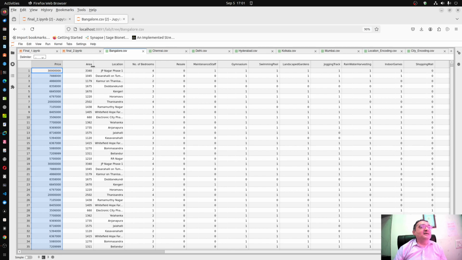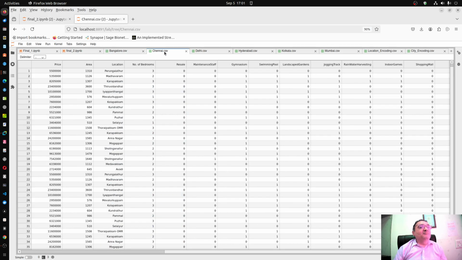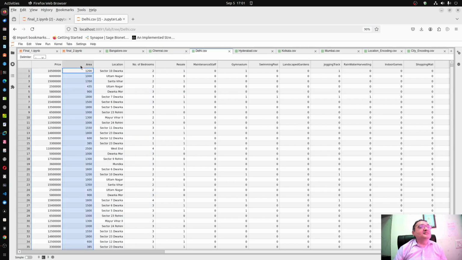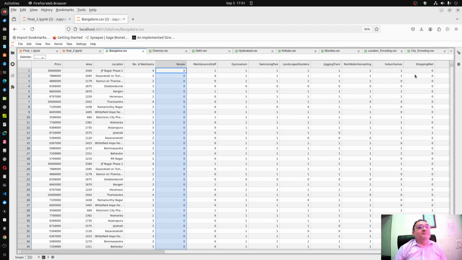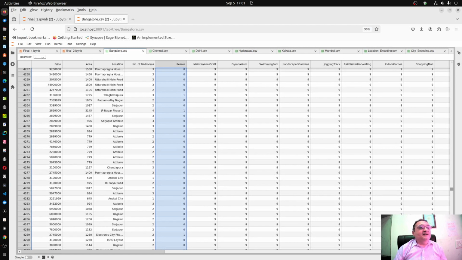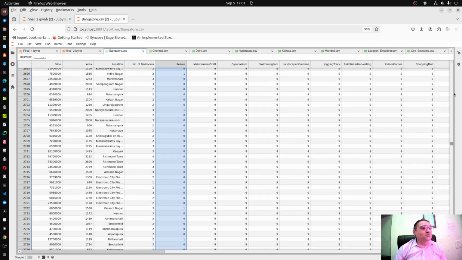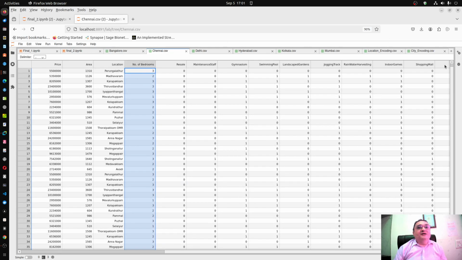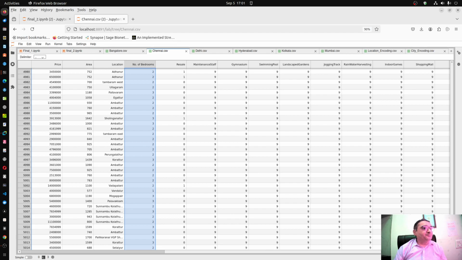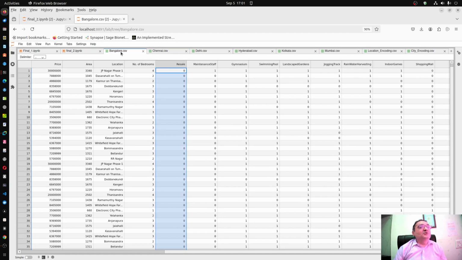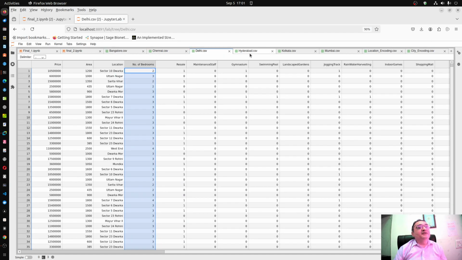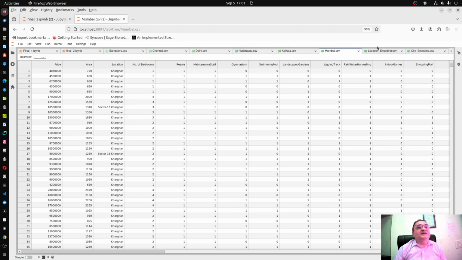Except this price, which is the response variable, all these are feature variables. And this is the data set for Bangalore, but Chennai also had all the same features. Delhi also had all the same features, and Hyderabad also had all the same features. Bangalore had roughly 6,200 observations. Chennai had roughly 5,000 observations. So the number of records available for different cities was different, but the features are the same.